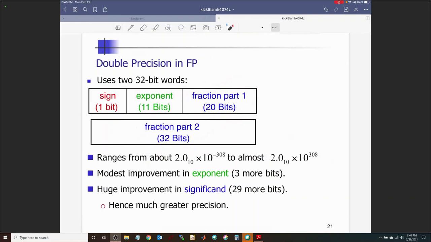So let's talk about how the range has increased. Range with these 11 bits has become now 2 times 10 to the negative 308 to almost 2 times 10 to the positive 308. So that's a pretty large and small number. So a modest improvement in exponent, 3 more bits, but a huge improvement in the significand because of the 29 more bits. So much greater precision.